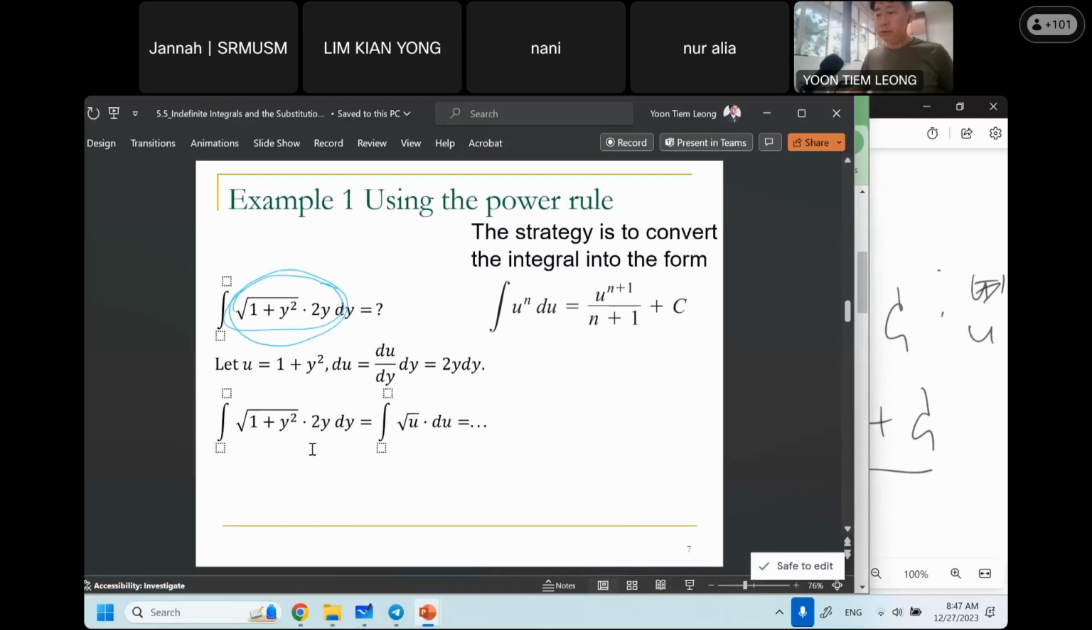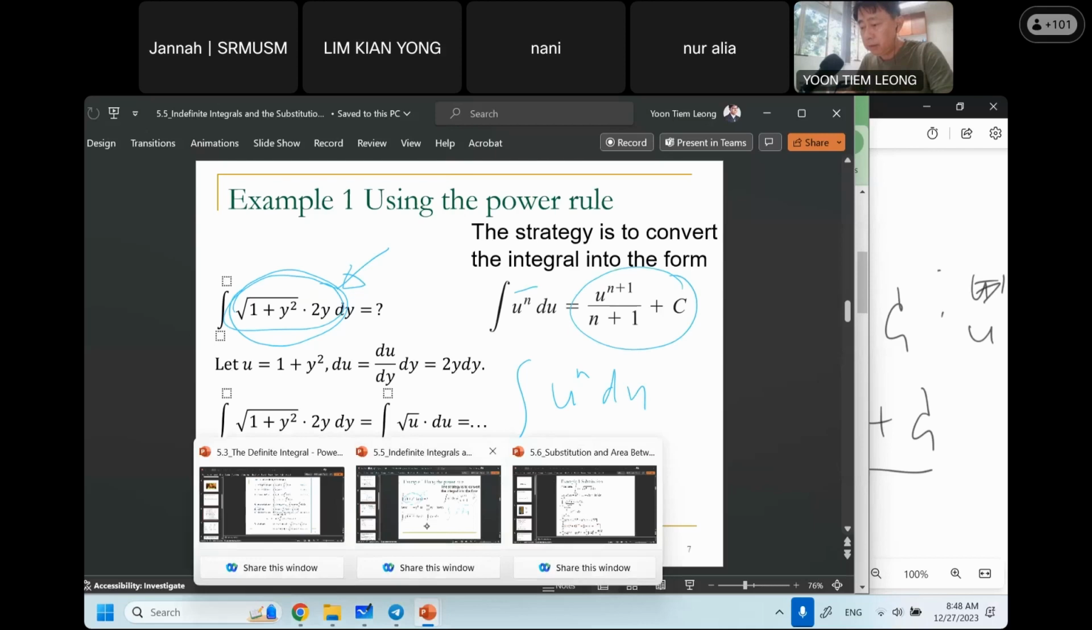So the conclusion of this exercise is that if you can cast an integration into the form of u to the power n du, then you can apply this formula to perform the integration. And this is just an example of an integration that could be calculated by casting it into the form of u to the power n.